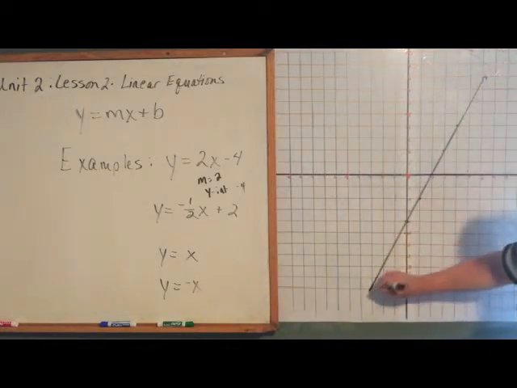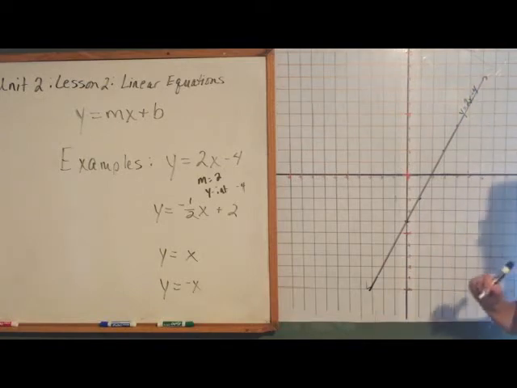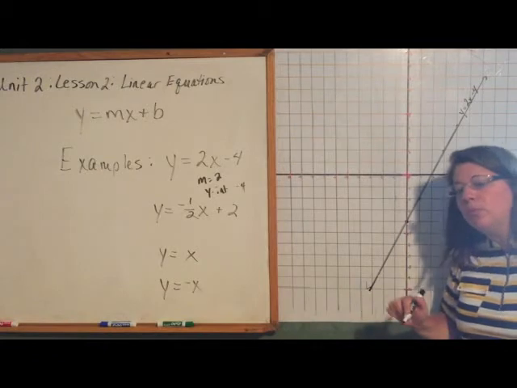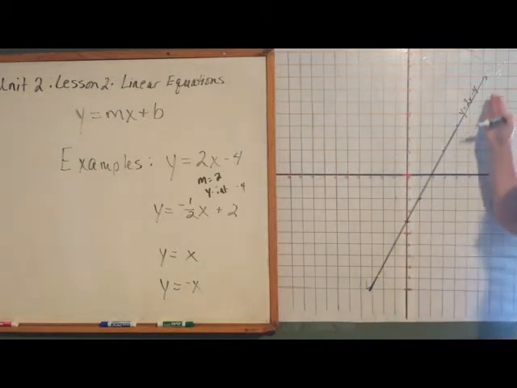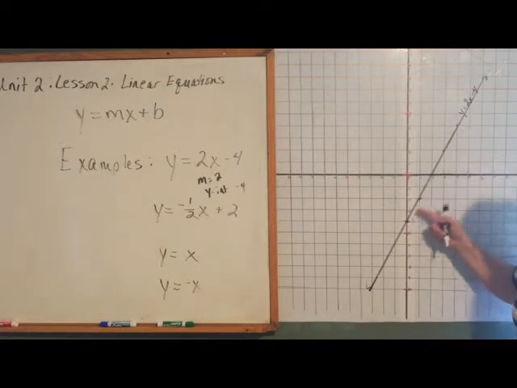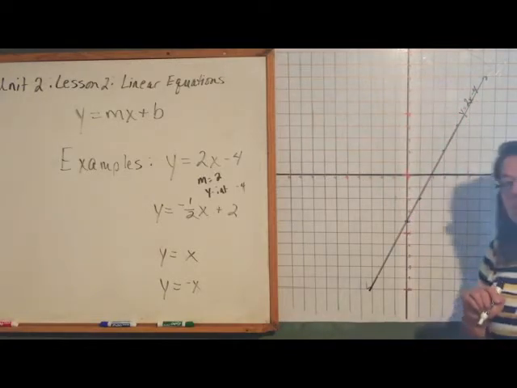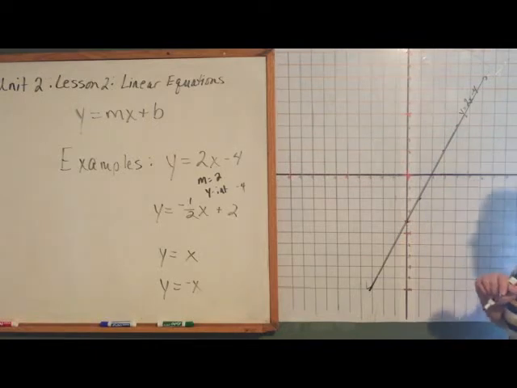So that equation is y equals 2x minus 4. And if you think about what we talked about earlier with slope, the slope is positive, and if you count that slope up 2, right 1, the slope is 2. The minus 4, it crosses the y-axis at negative 4. So that is a review of slope-intercept form. Let's look at the second one.